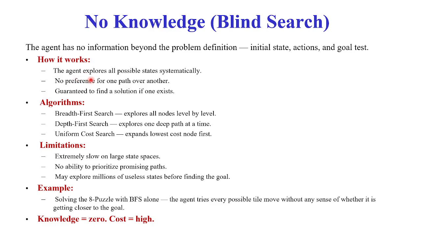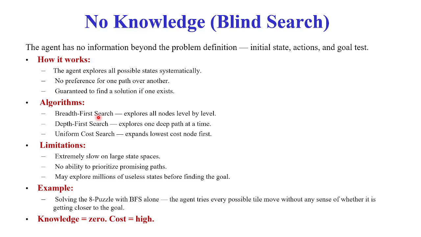The agent explores all possible states systematically. It has no preference for one path over another path. It is guaranteed to find a solution if one exists. But it's extremely slow and very costly because you have to search everything. So, what are the possible algorithms that can be used?